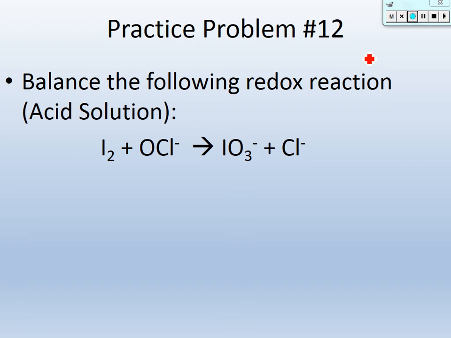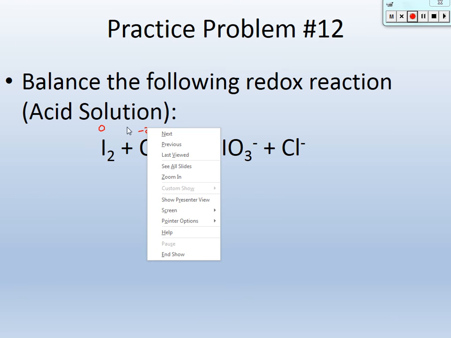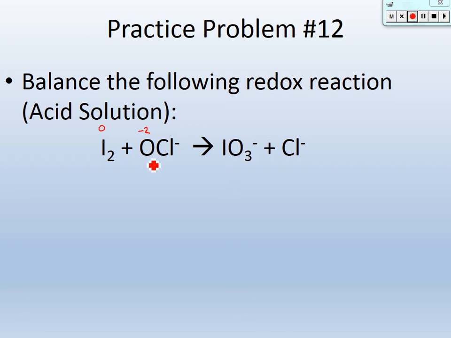Okay, so let's see how you did on practice problem number 12. The first thing that we need to do is assign oxidation numbers. So help me out here. This is a free element. It doesn't have a charge here. So what's its oxidation number? 0. Oxygen's always what, guys? -2. I've got one of them, so it's a total of -2. What does the chlorine have to be if this thing has an overall charge of -1? +1. Has to be +1. Okay. Oxygen is always what?